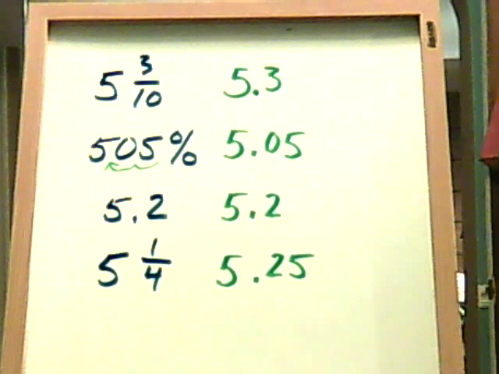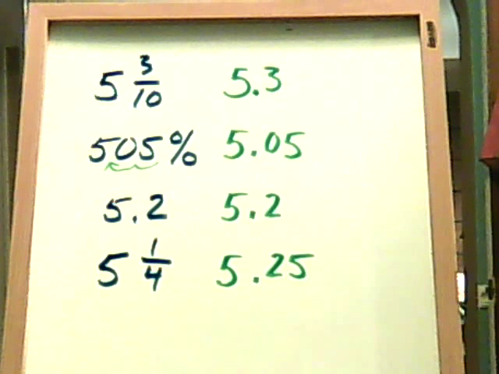In this video, we're talking about ordering terms from least to greatest. We started out with 5 3/10, 505%, 5.2, and 5 1/4. So it's pretty easy. The idea is to convert everything to a decimal.